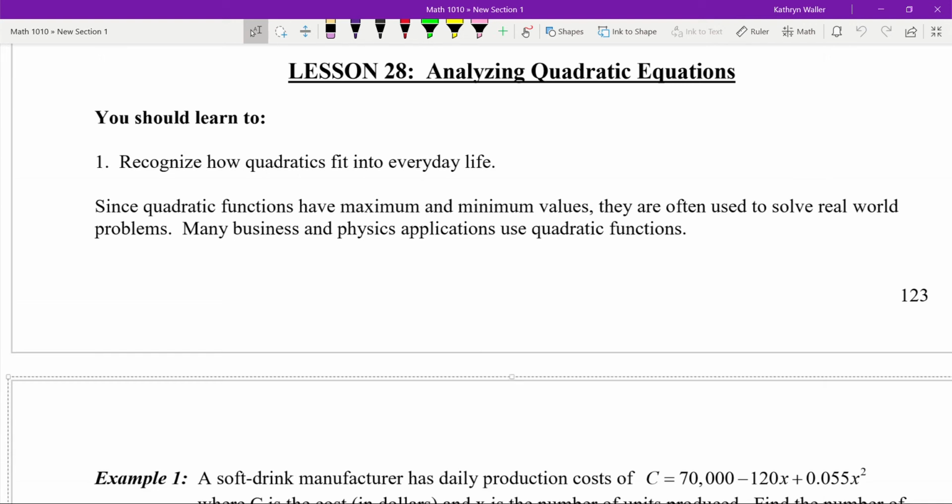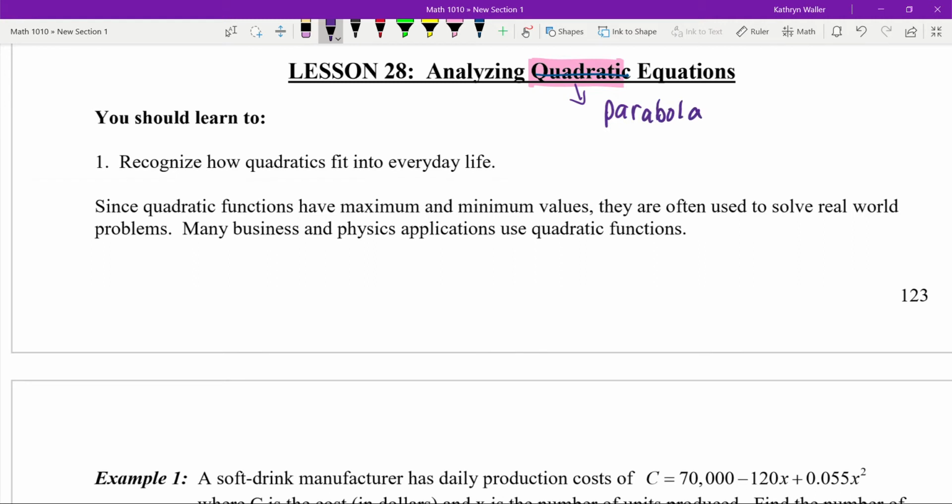Okay, here we go. Lesson 28, analyzing quadratic equations. I want everybody to take your highlighter and highlight the word quadratic. Somebody tell me what a quadratic is, guys. What is it? It's a parabola. Yep. It might open up, it might open down.